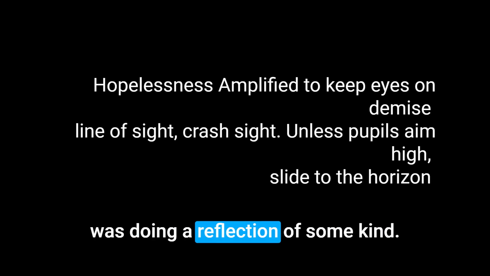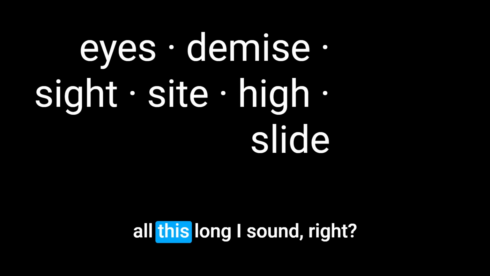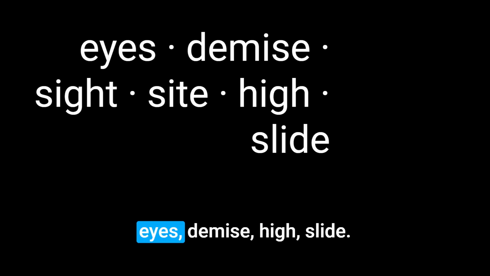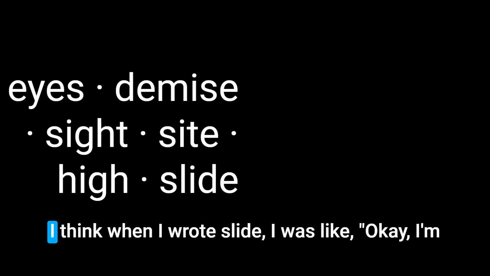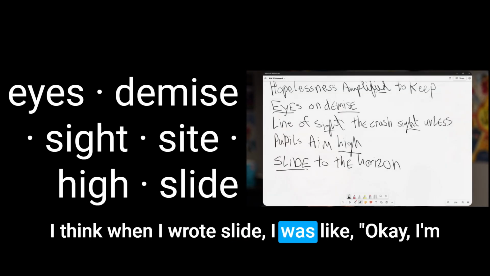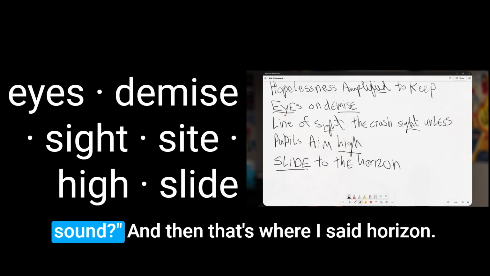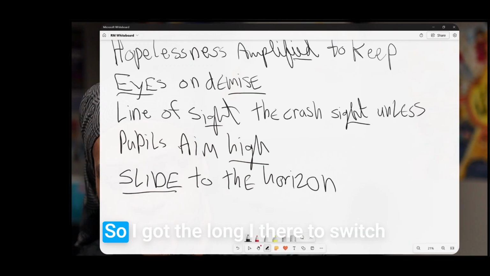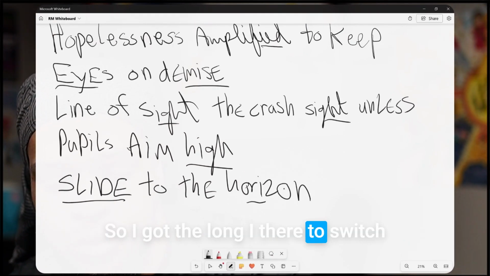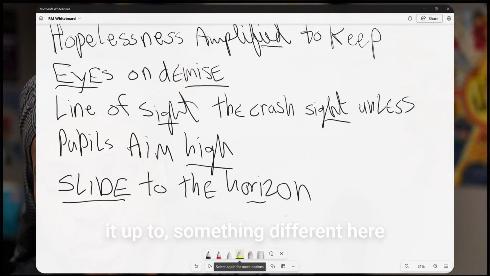They just kind of came to me while I was doing a reflection of some kind, and sometimes bars just jump onto the page, and that's what happened here. But when this happened, all this long I sound, right? Eyes, demise, sight, high, slide. I think when I wrote slide, I was like, okay, I'm stuck on this I sound. How do I get to a different sound? And then that's where I said horizon. So I got the long I there to switch it up to something different here.